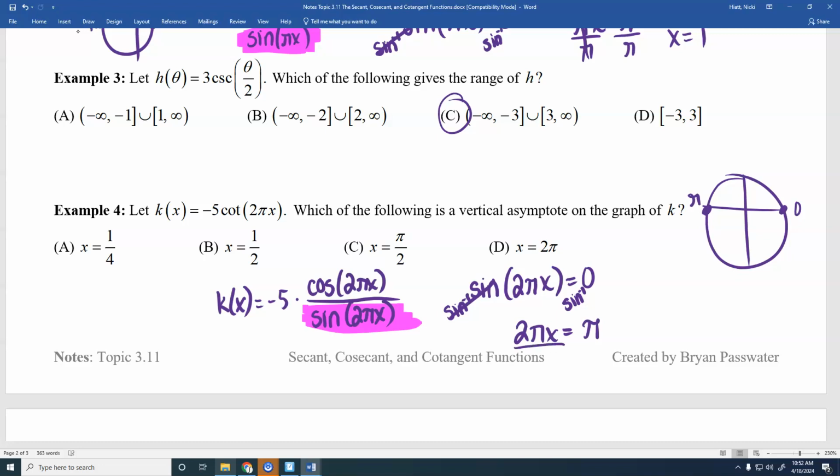And then I need to divide by 2 pi. Remember that pi on top has a 1 with it, so the pi's will cancel, and we will get x equals 1/2. And so that would be a vertical asymptote.